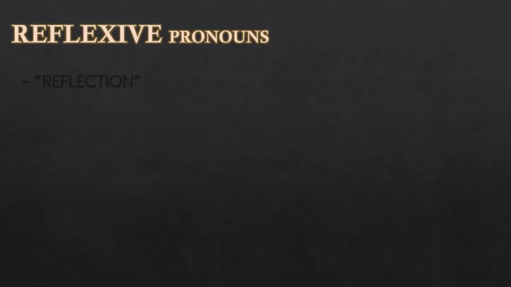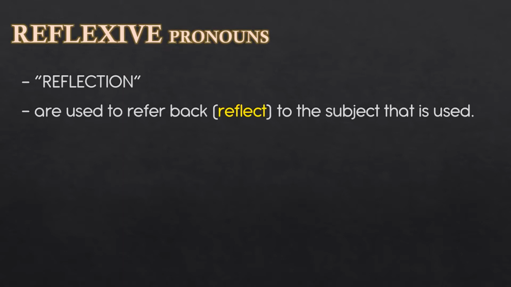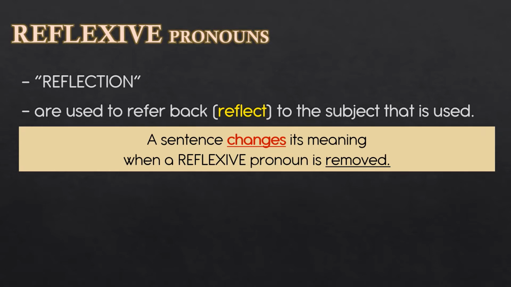Okay, let's focus on the first one. We have reflexive pronouns. Reflexive pronouns are basically a reflection of a subject or so. And again, they are used to refer back to the subject that is used. Reminder, a sentence changes its meaning when a reflexive pronoun is removed. So meaning to say, a reflexive pronoun is very important because again, when it is removed, the meaning of the sentence, the thought of the sentence actually changes.